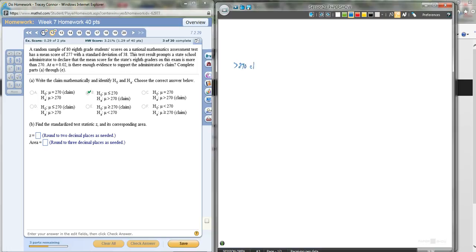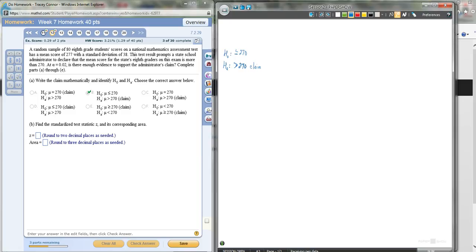And this is the claim. And the claim is always the alternative. Okay. So it might be easier to figure that one out first. And then we want to figure out what the starting point is. So the starting point would be definitely with an equal to in there, because this one's greater, this one will be less than or equal to 270. So that'd be the first one.